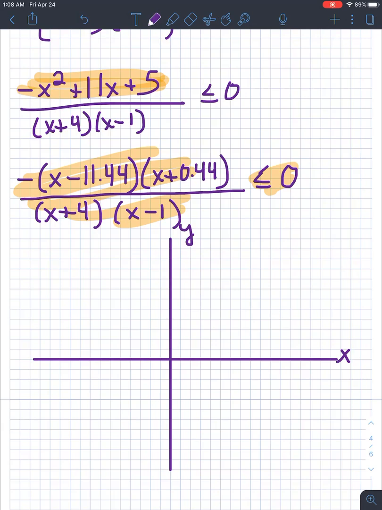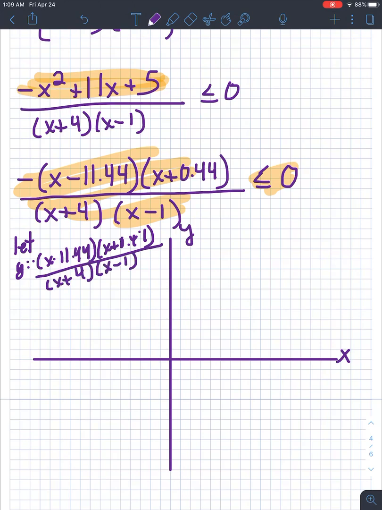So let's let y equal all that. Let's do it down here. Let y equal negative (x minus 11.44)(x plus 0.44) all over (x plus 4)(x minus 1). And now we can graph it, because now we have an x and a y variable.